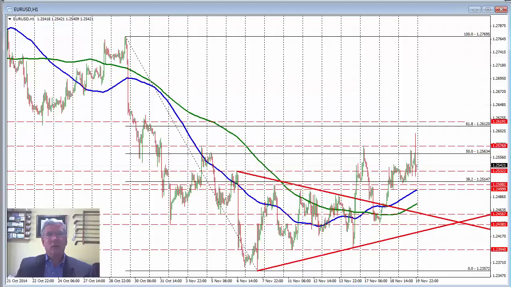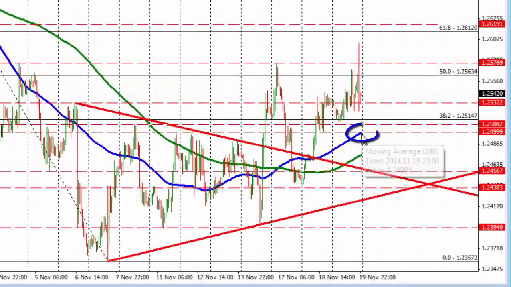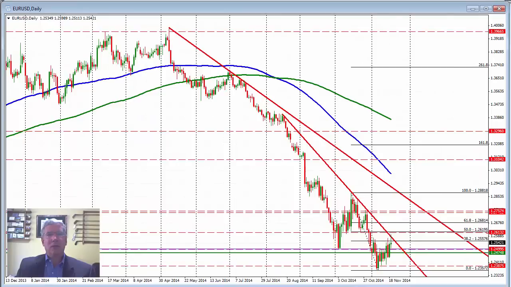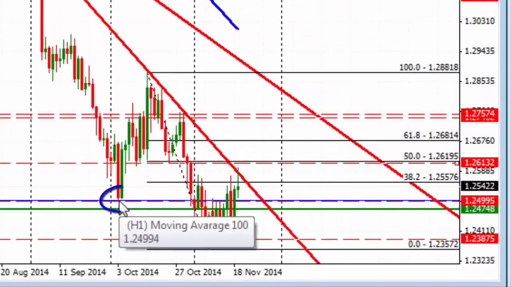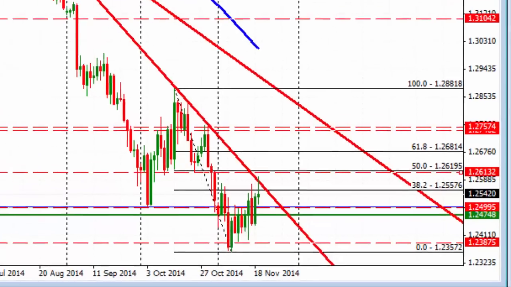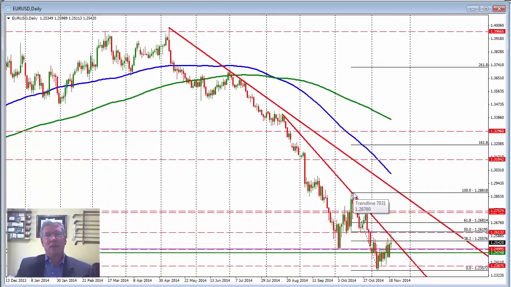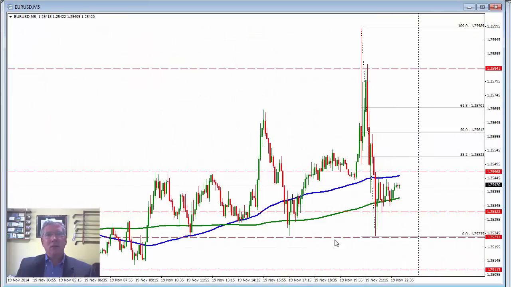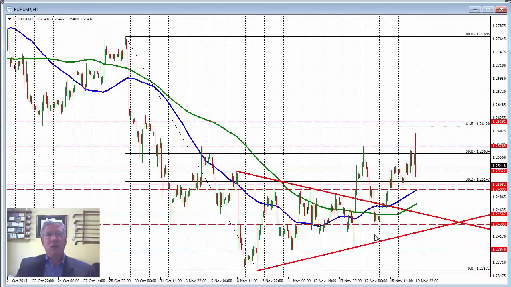Another level to consider for the euro versus US dollar is the 100-hour moving average. That 100-hour moving average is the blue line in this chart, and it currently comes in at 124.994. That sounds very familiar, doesn't it? That level also corresponds with the October 3rd low, which came in at 124.995. That low was after this sharp move to the downside and led to the biggest correction that we've seen in the euro since that time. So that level, and also the 100-hour moving average on the hourly chart, is a key level. If we break below that level, that's more bearish for the euro versus US dollar.